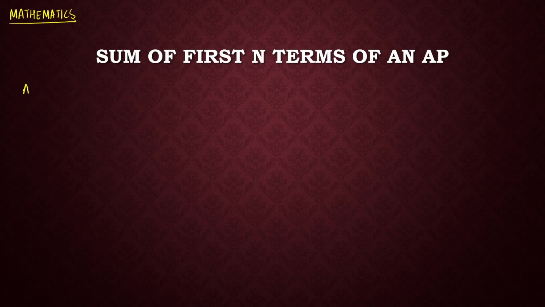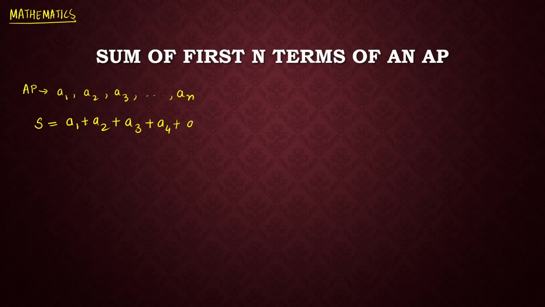If I consider the general form of an AP, whose terms are a1, a2, a3, and it goes on up to an. Now, the sum of first n terms of an AP means I have to find its sum. So let me consider the sum of all the terms of this AP as S. So what is S equal to? It is equal to a1 plus a2 plus a3 plus a4 plus a5, and it goes on up till an.